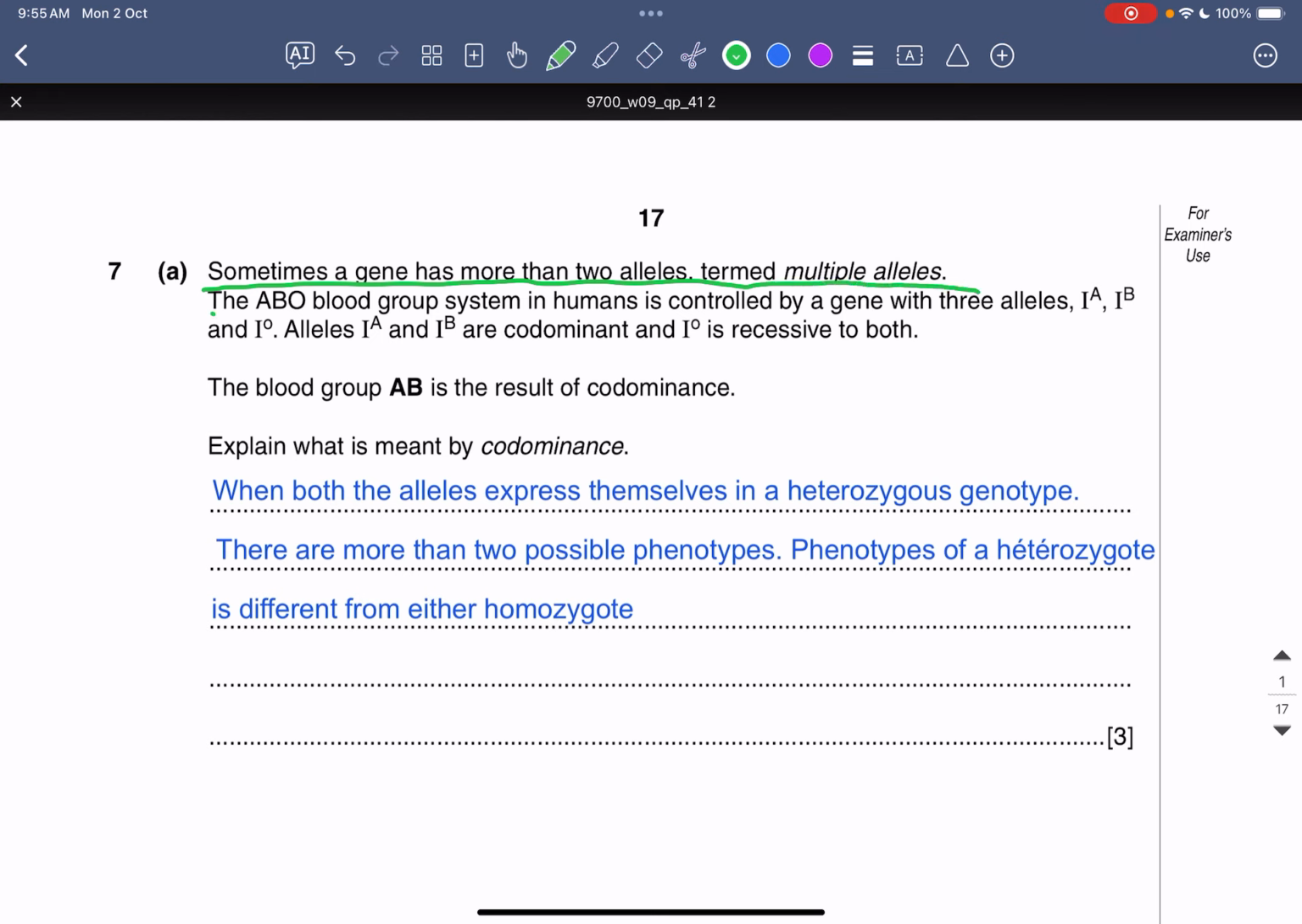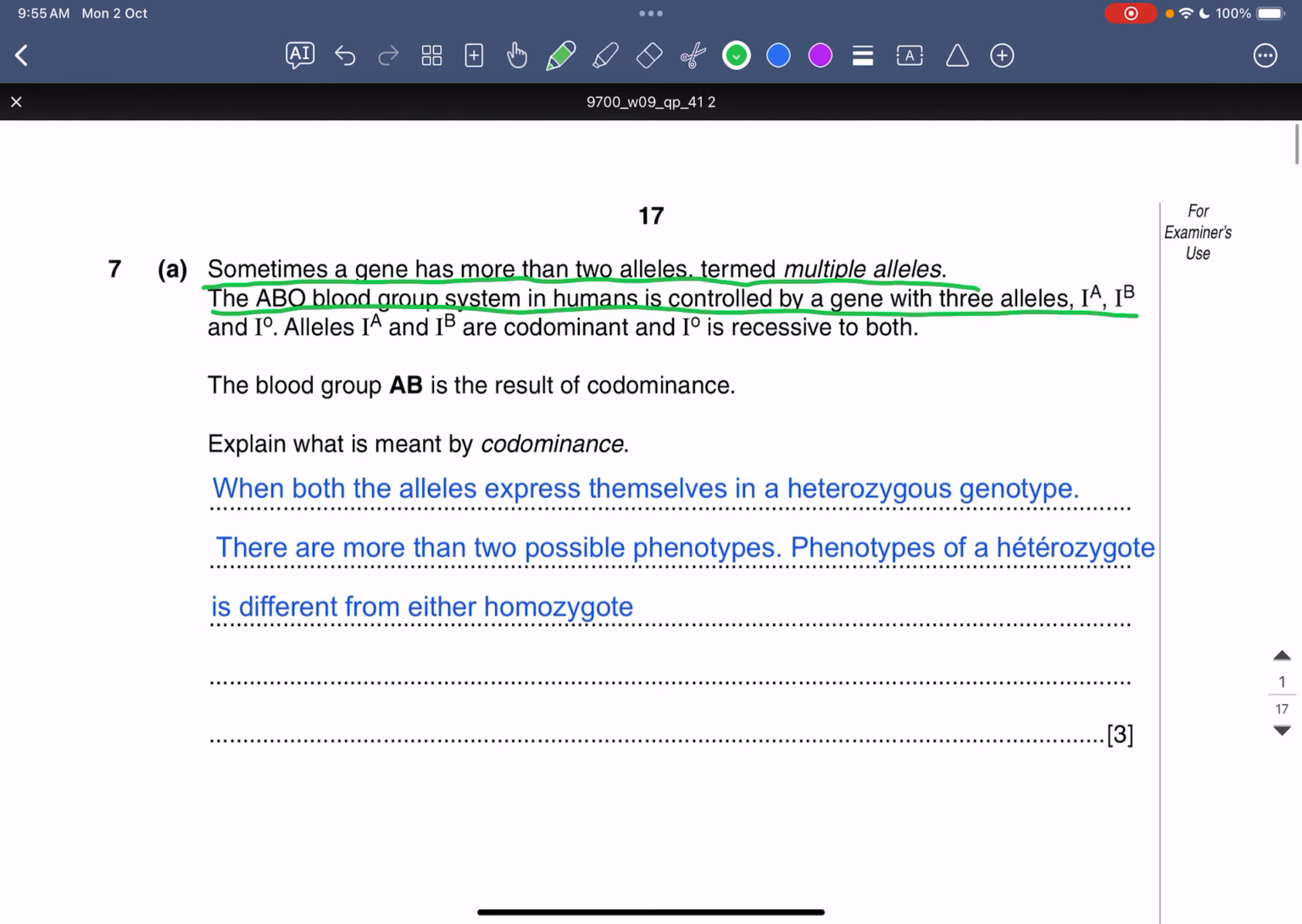The ABO blood group system in humans is controlled by a gene with three alleles, IA, IB, and IO. Alleles IA and IB are codominant and IO is recessive to both. The blood group AB is the result of codominance. Explain what is meant by codominance.